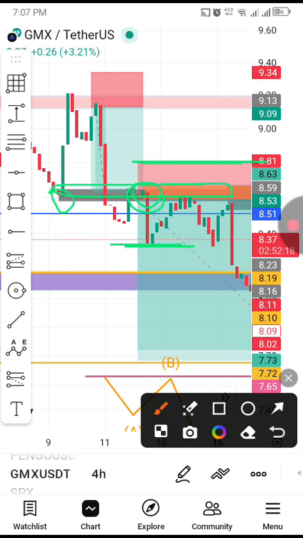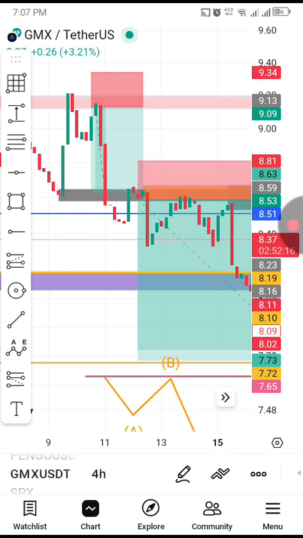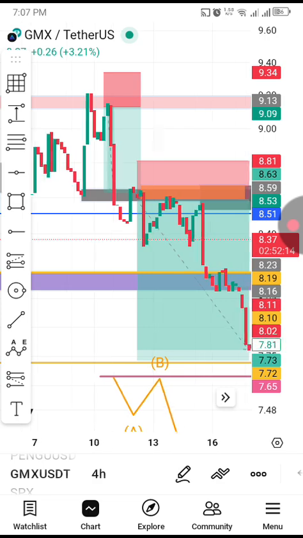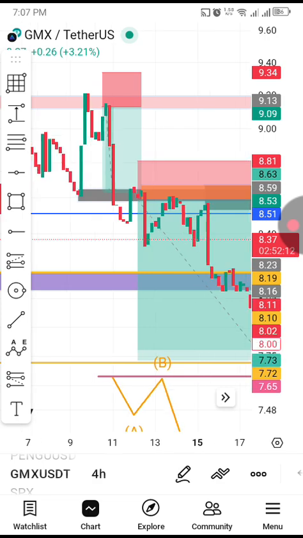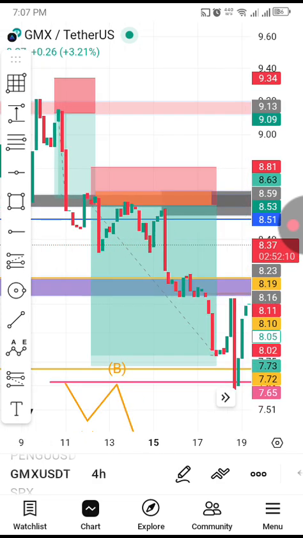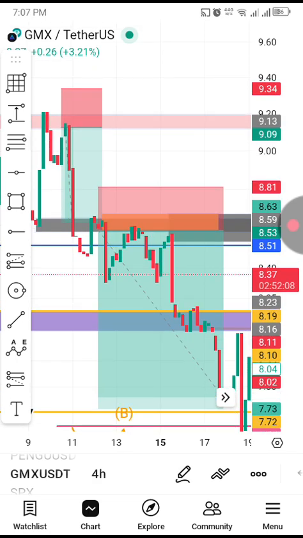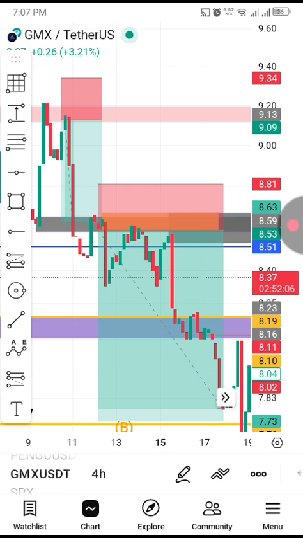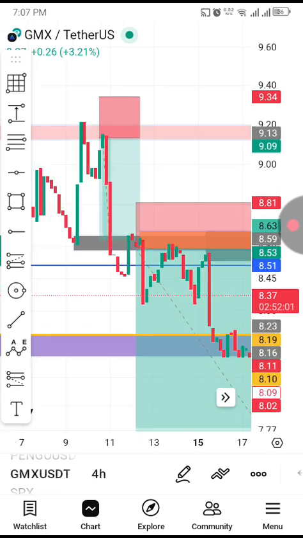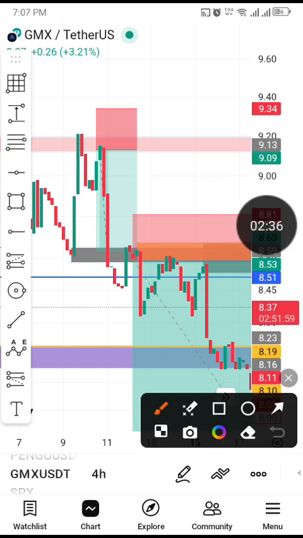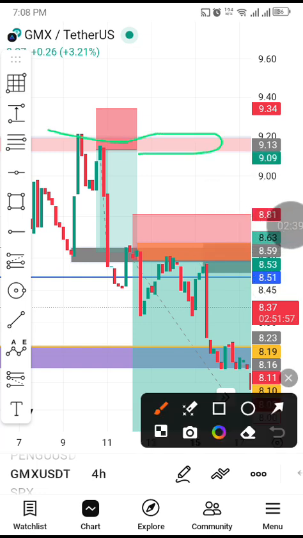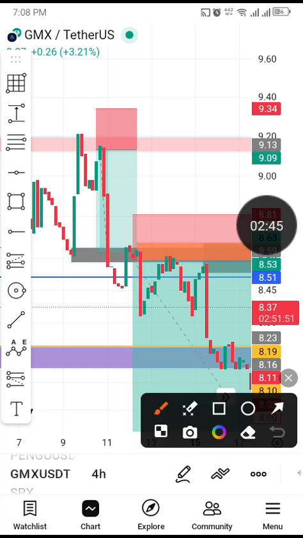So the zone was like that. That was my support, but now it is changing into a resistance. The support is changing into resistance, and the resistance is changing into support. You can see this is my resistance zone, and this is a support. So for here, I have traded this area.